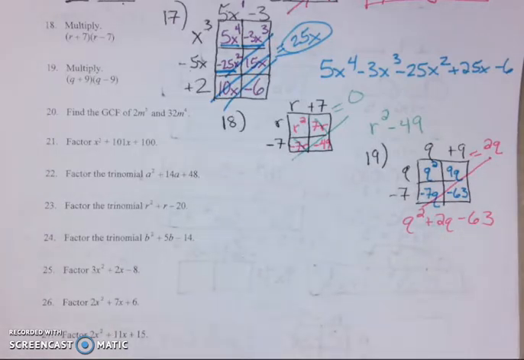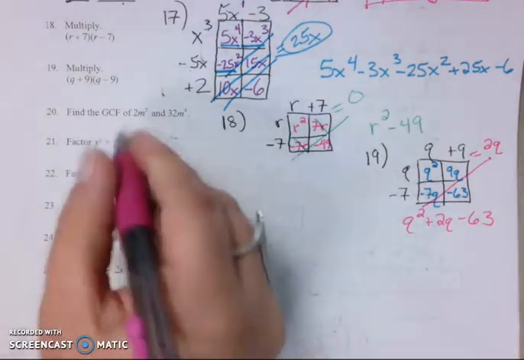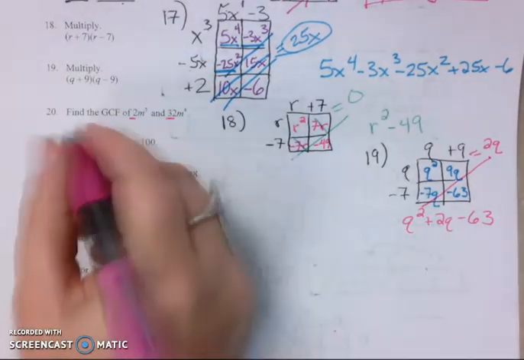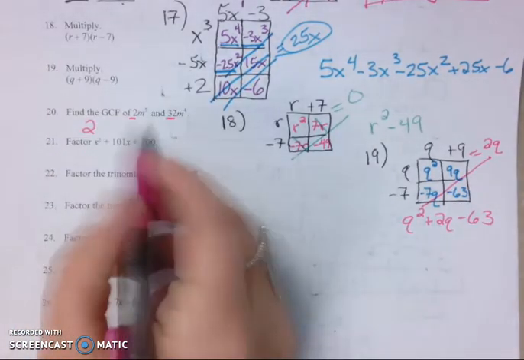Alright, now all the rest are about factoring. So first on 20 we're going to find the greatest common factor. So you're looking for the greatest common factor on the numbers first. The number that goes in 2 and 32. Well, 2 goes into that. 2 goes into both those numbers.